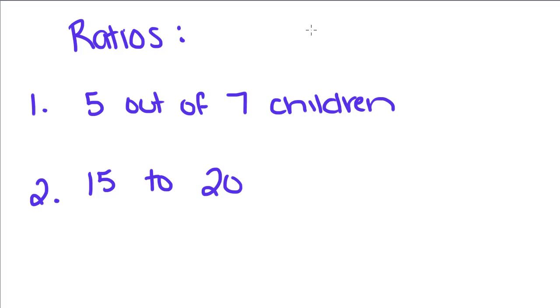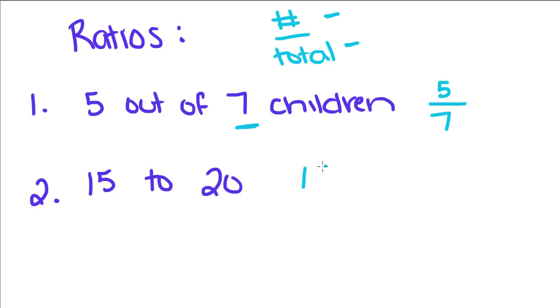So a ratio is when you have a number over a total. And we're talking about the ratio of that number compared to the total of what we're talking about. So if we have 5 out of 7 children, we have 5 over 7 because 7 is the total amount of children that we can have. So 15 to 20, we put the smaller number over the bigger total.